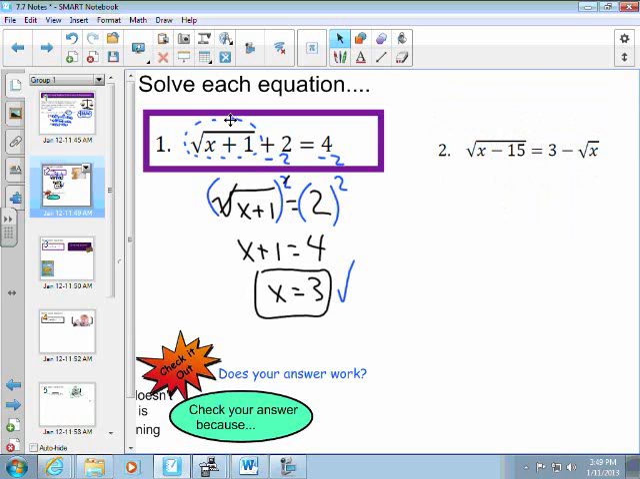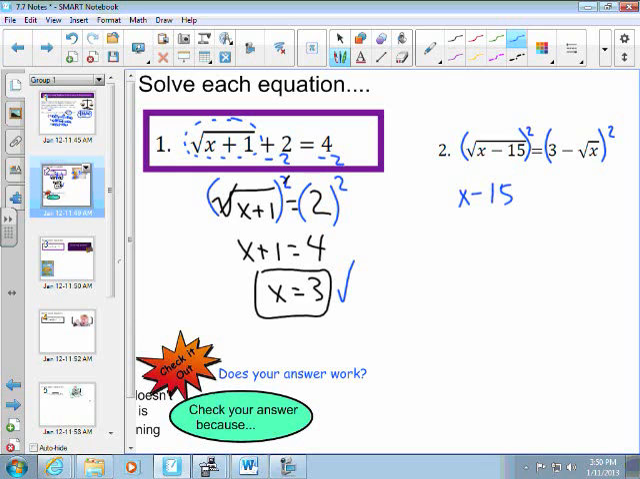Problem 2. We want to solve this one. A little bit different problem, because on this one, we can't just isolate the radical, because there's one on both sides. So in this problem, again, just to get rid of square root, we're going to have to square both sides. If we square the left side, it makes it really nice. X minus 15. On the right side, we got the quantity 3 minus square root of x, squared, which means we have 2 of them. We're going to have to distribute using that FOIL process to see what we get.